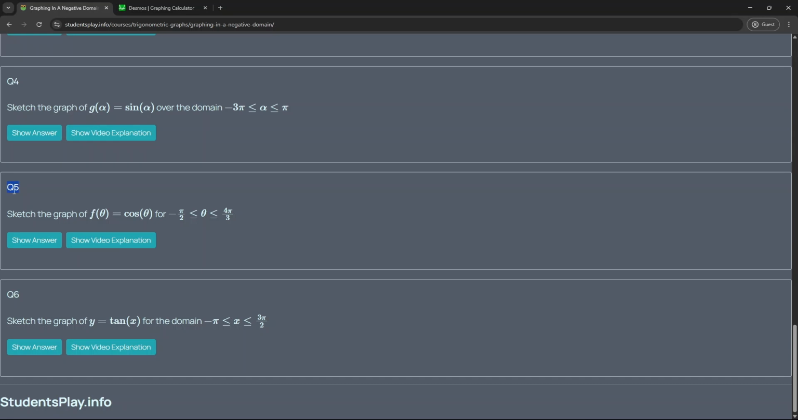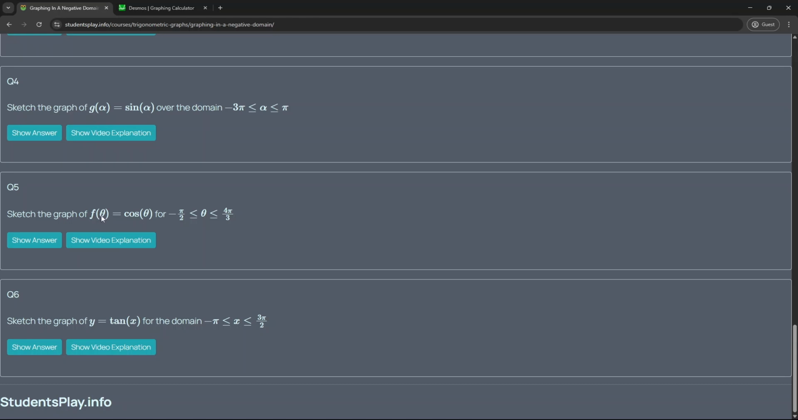Question 5. Sketch the graph of f of theta equals cos of theta for negative pi on 2 is less than or equal to theta, which is less than or equal to 4 pi on 3. Anything confusing about this one? Not really. We've kind of seen this kind of stuff before.